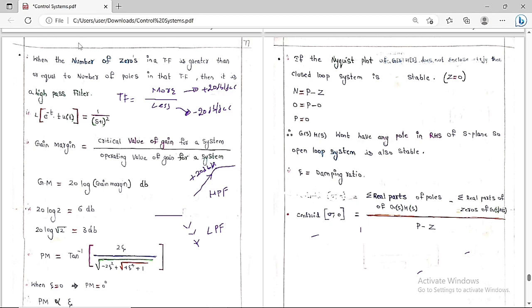And the Laplace transform of e to the power of minus at into f of t is equal to F of s plus a. So these formulas you always have to keep in your mind.